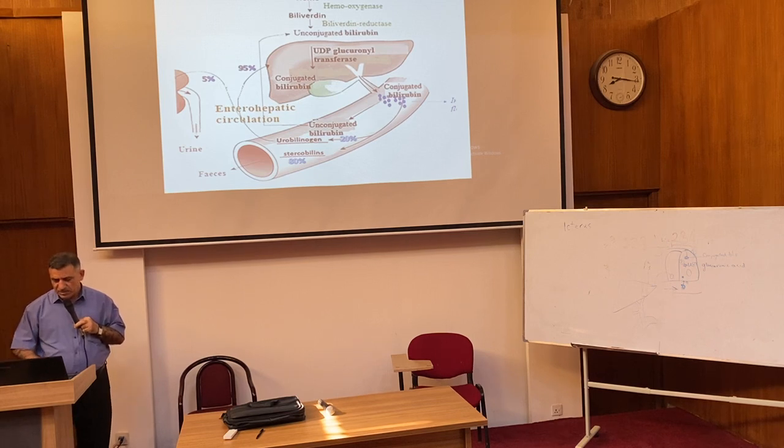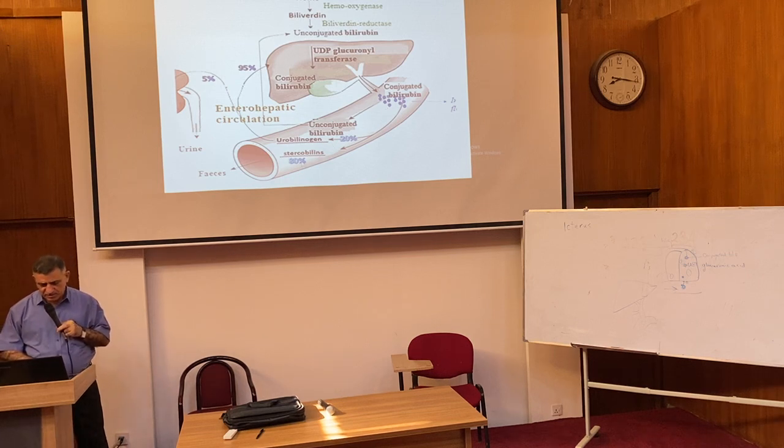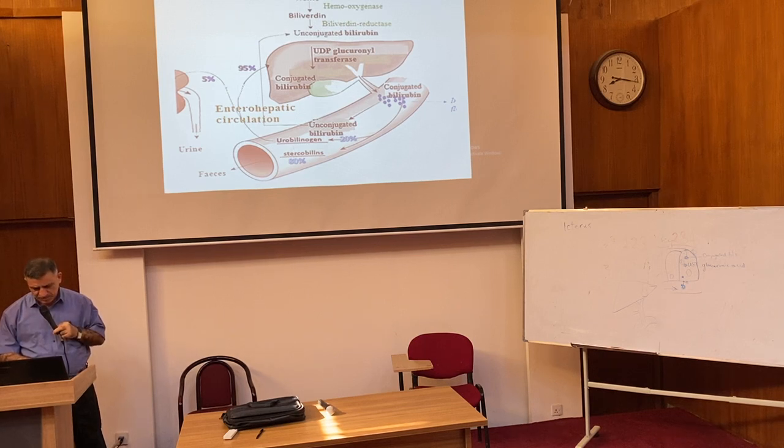The intestinal flora, the bacteria in the intestine. 80% is excreted in the feces as stercobilin, and 20% is reabsorbed. 95% is re-excreted to the liver and 5% to the kidney as urobilin.